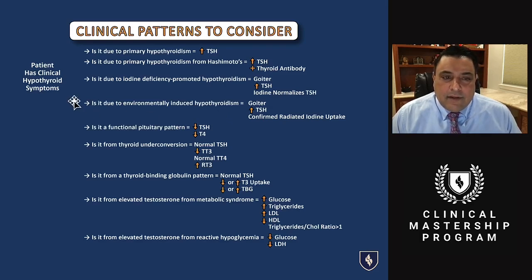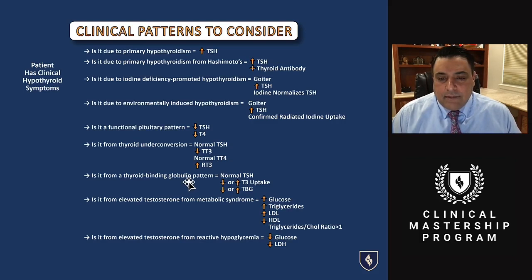Now, if they have hypothyroid symptoms, is it due to environmentally induced hyperthyroidism? Another thing is some chemicals may impact and cause this goitrogenic response, and that's TSH, not always iodine. Okay. Now, if it's a pituitary pattern, TSH is low and the total T4 is low, right? If it's thyroid underconversion, the TSH is normal, total T3 is low, total T4 is low, and then reverse T3 can be high. This is not converting T4 to T3.